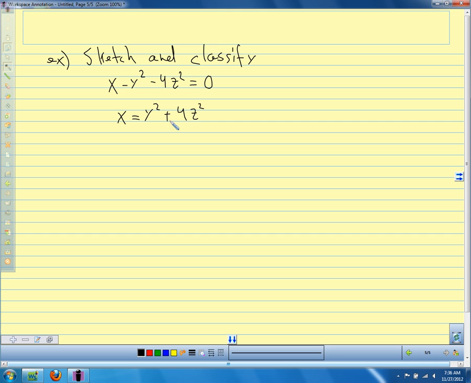So what I do when I'm looking at these, when I want to sketch this surface, is I look at the trace of the surface in the coordinate planes. So in the xy plane, we have z equals 0. So I usually think of it as covering these up. We have x equals y squared. So what's that curve? That's a parabola, right? So we have a parabola in the xy plane.